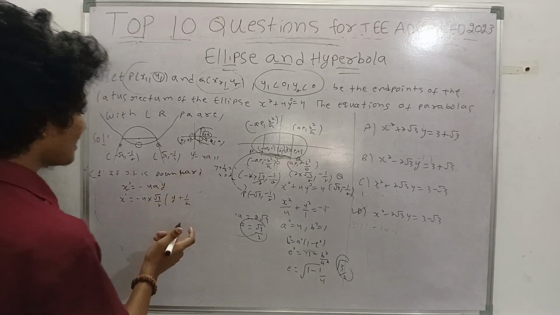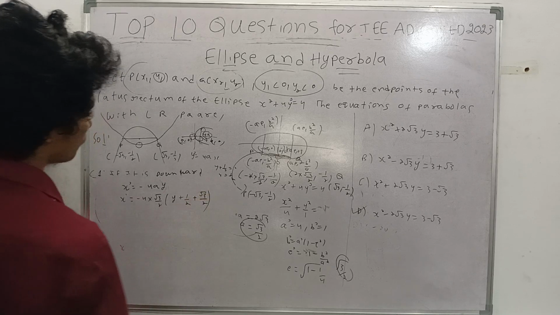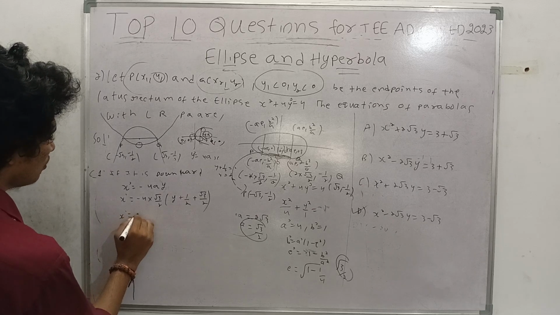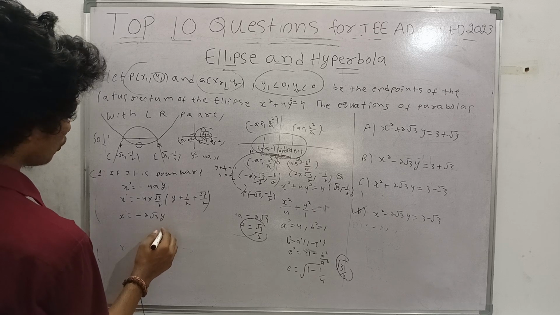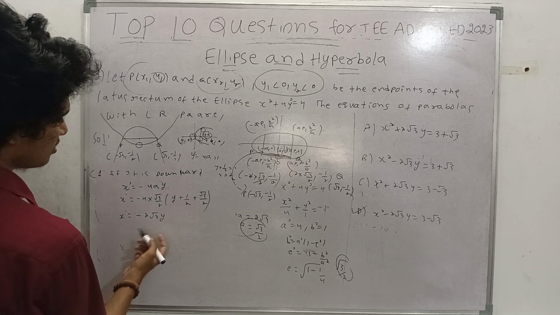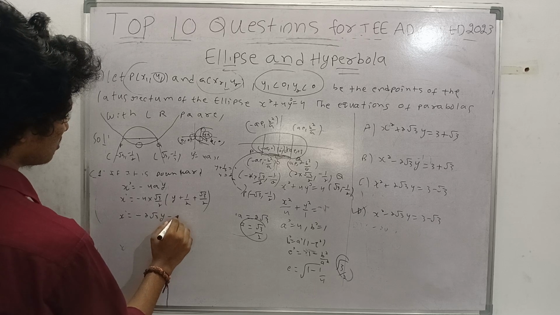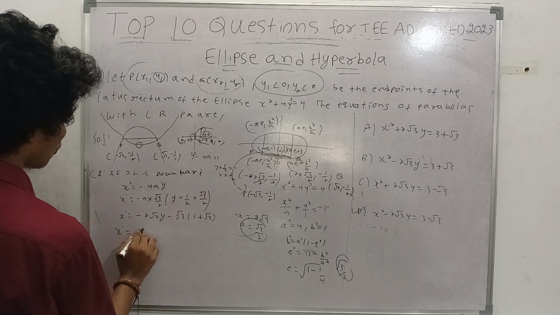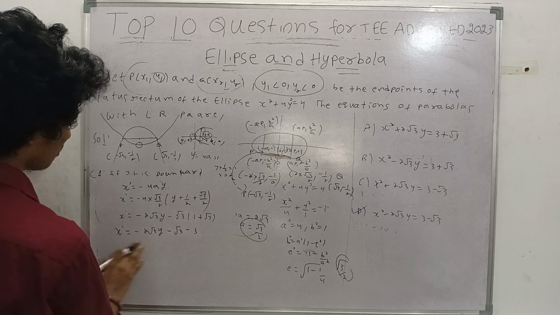We have to increase the distance by root 3 by 2. You have to increase this. So x square equal to minus 2 root 3 y, minus 2 root 3 y again minus root 3 into 1 plus root 3. So it will be x square equal to minus 2 root 3 y minus root 3 minus 3.